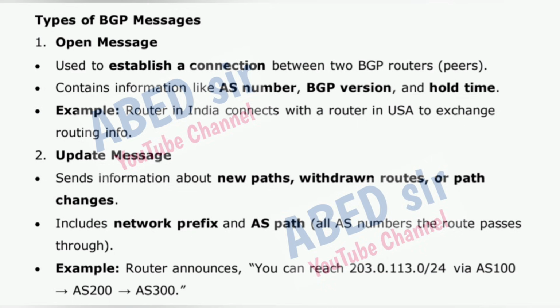2. Update message. Sends information about new paths, withdrawn routes, or path changes. Includes network prefix and AS path, all AS numbers the route passes through. Example, router announces, you can reach 203.0.113.0/24 via AS 100, AS 200, AS 300.